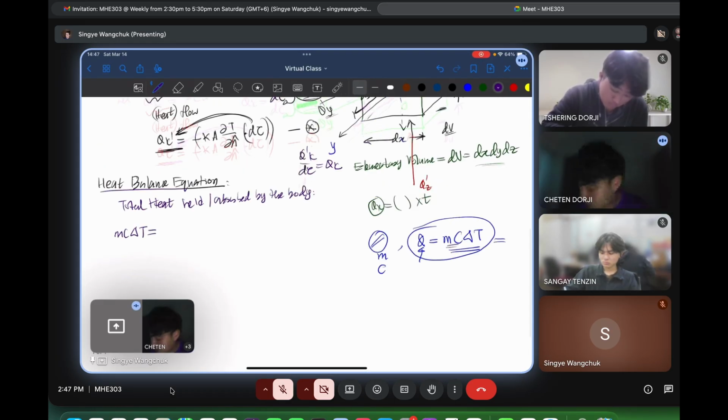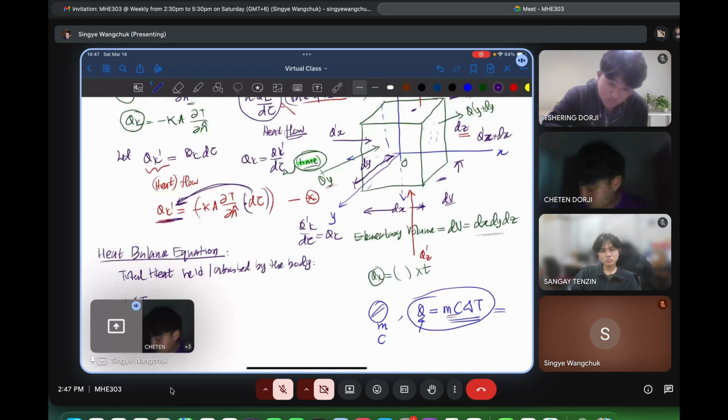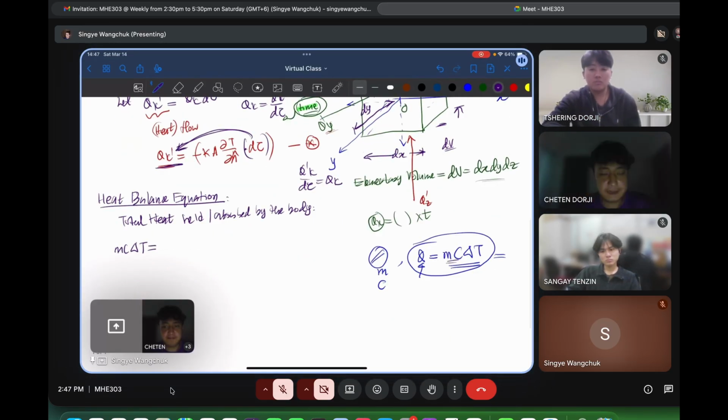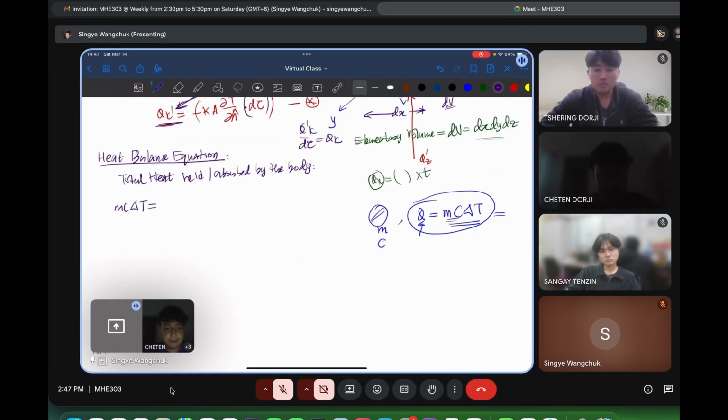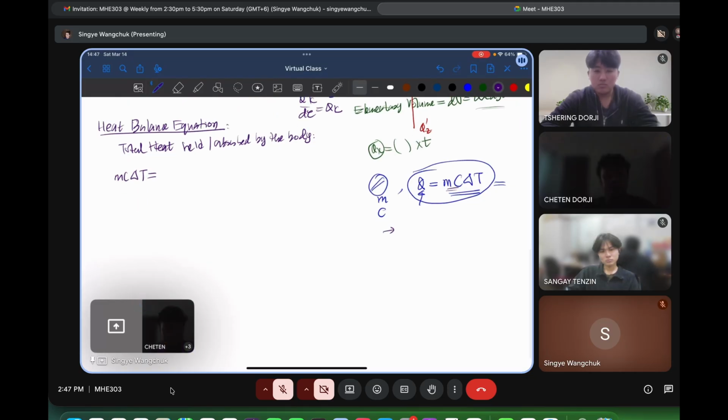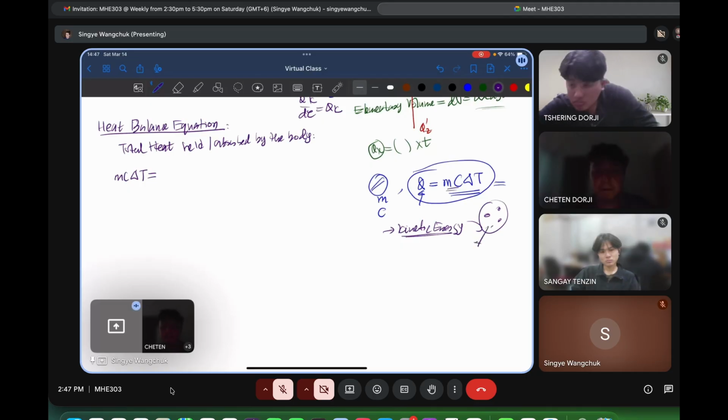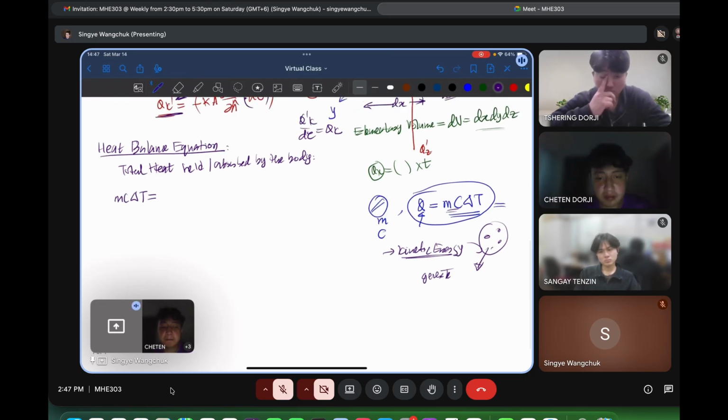Actually, this element has lots of molecules. These molecules are in random motion. So in random motion, they will have kinetic energy. By this kinetic energy with the random motion, they will also produce heat. They will generate heat from the element itself. So our total heat held by this one is just heat.